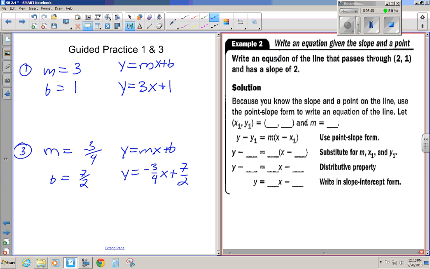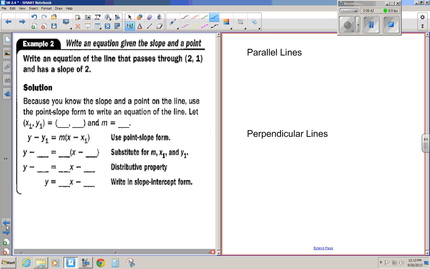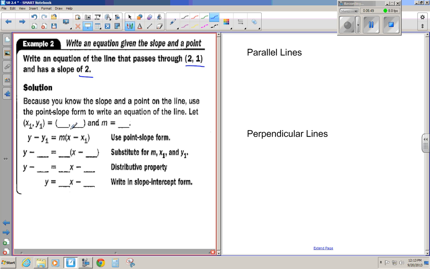All right, here, write an equation given the slope and the point. So now we're given the slope and this point. Because you know the slope and a point on a line, use point-slope form to write an equation of the line. Let (x1, y1) be (2, 1), and let the slope be 2. So all you have to do is plug in the numbers. y1 is 1, m is 2, x1 is 2.